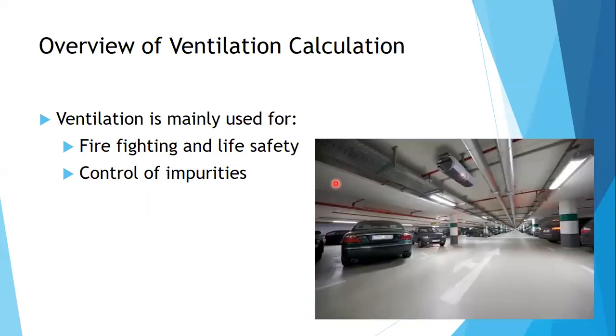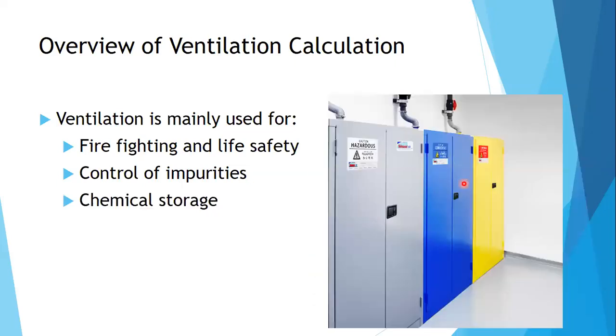Earlier, we discussed the car park system. This car park requires, again, a different set of calculations. You would need ppm or CO meters to be able to determine the required flow rates or required ventilation rates for car park systems. And these are chemical cabinets. These chemical cabinets also require ventilation so that the chemical fumes or the chemicals will not mix with each other, avoiding any hazards or chemical reactions.